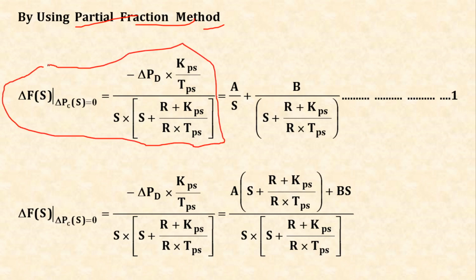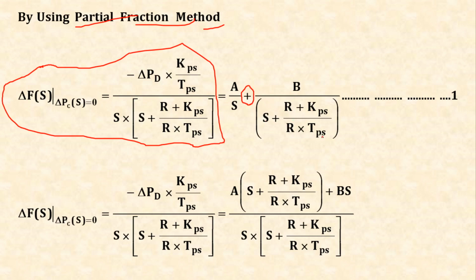This is our final term. So to find out the delta f of t, I will apply the Laplace partial fraction method to find out the inverse Laplace. So I will modify this denominator. That means I will convert this multiplication into addition to apply the inverse Laplace formula. So I will separately write the denominator as A upon s plus B upon s plus r plus Kps upon r into Tps.